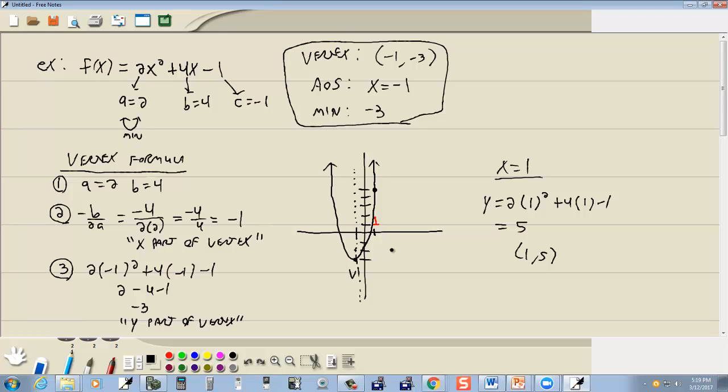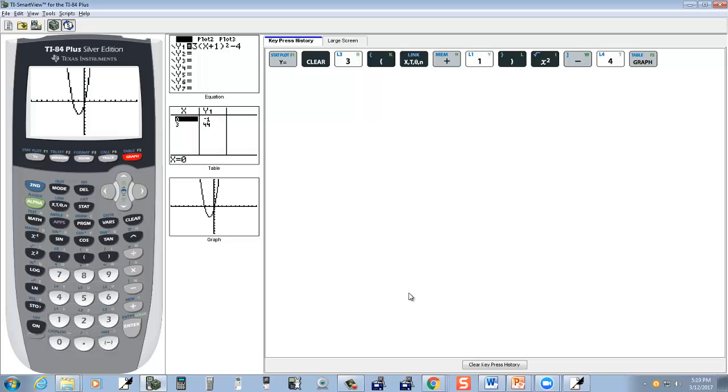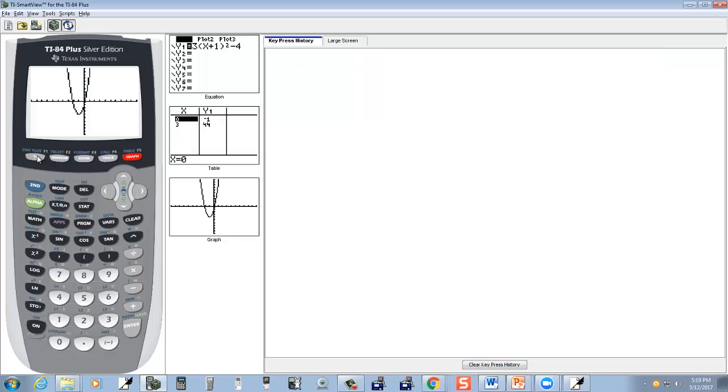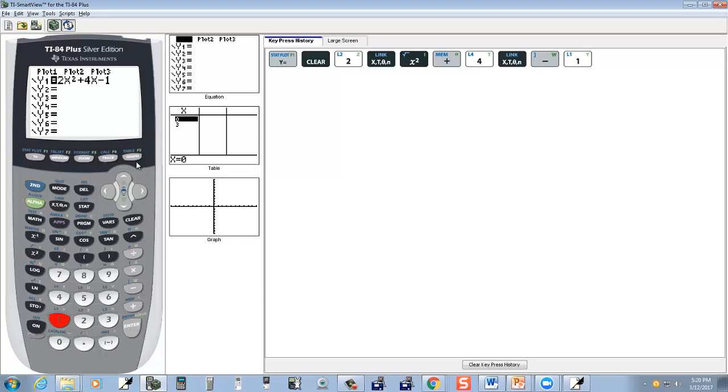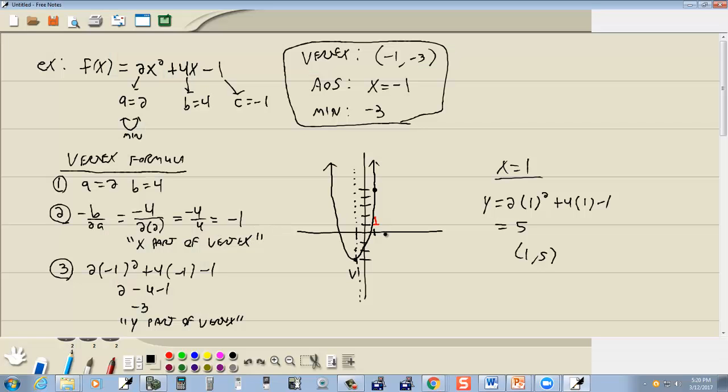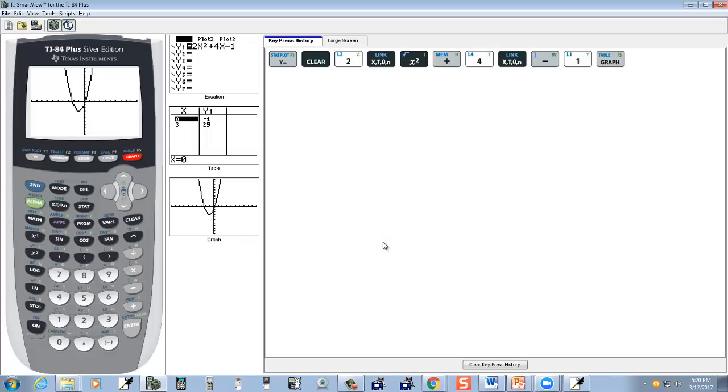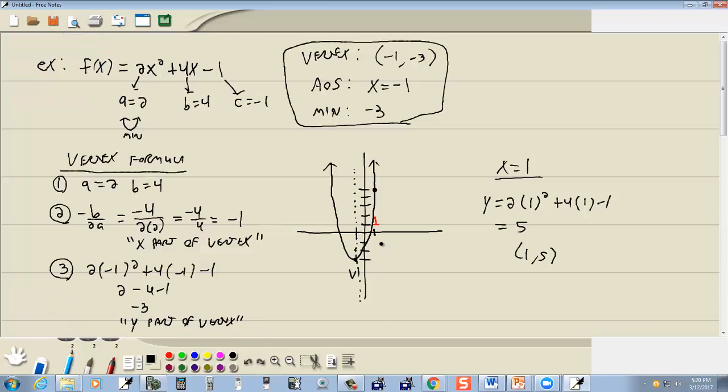Now if you're plugging this in your calculator, you go to y equals, clear, and we've got 2x squared plus 4x minus 1, and then graph. And you see it more or less gives us the same graph, if I put more effort into sketching it correctly. But that would be our general form.